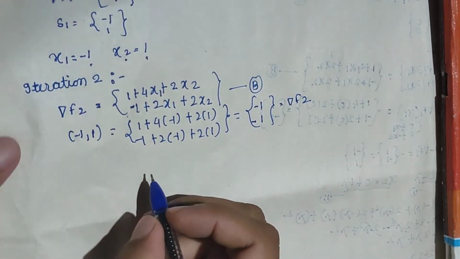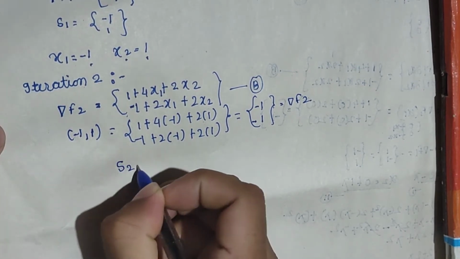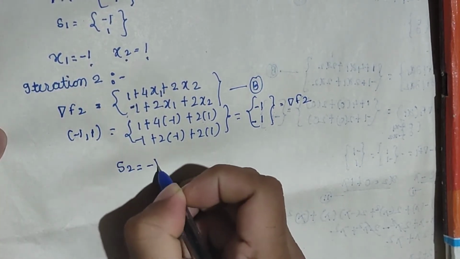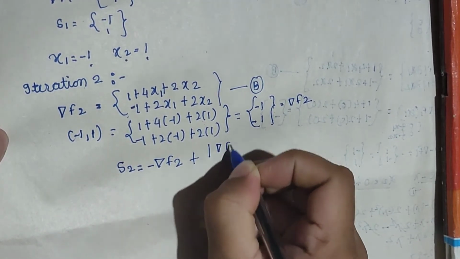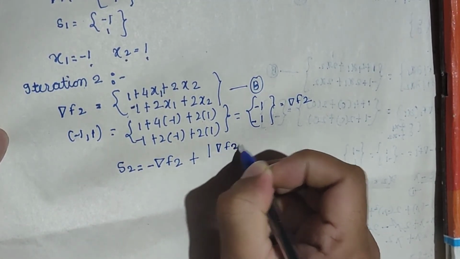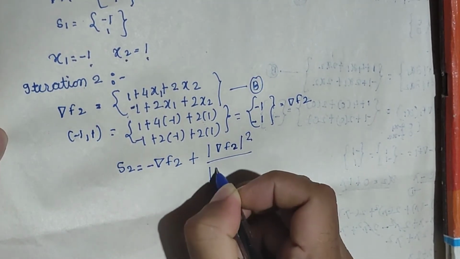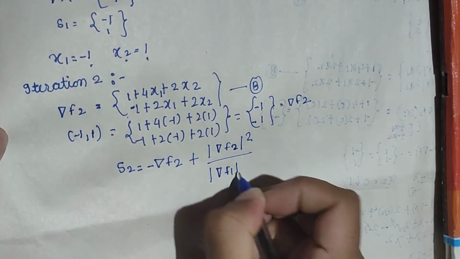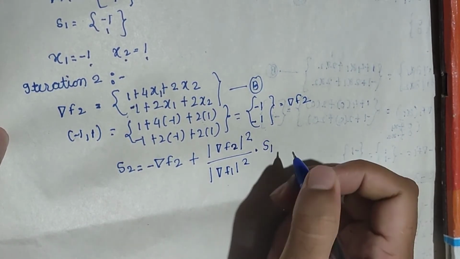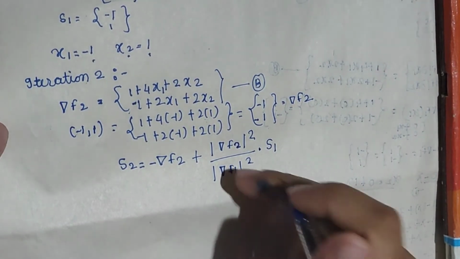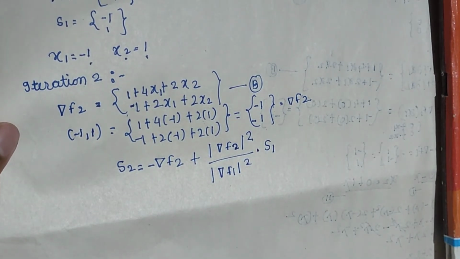So now we have to calculate s2 equals minus del f2 plus determinant of del f2 square upon determinant of del f1 square into s1. So the question is how to calculate the determinant of del operator f2.